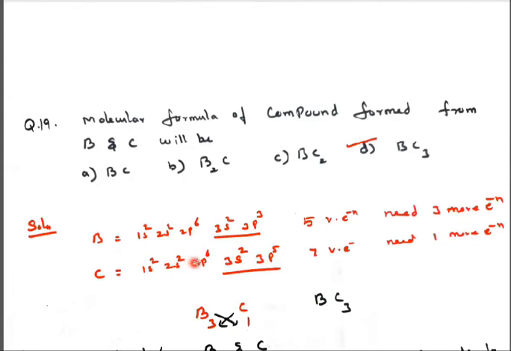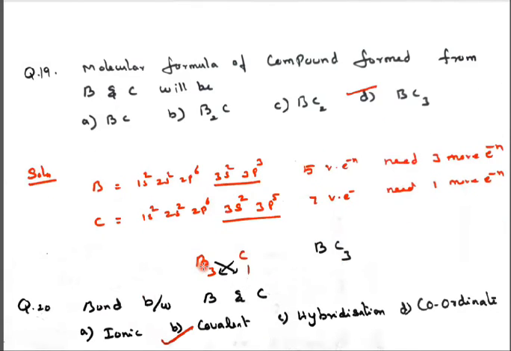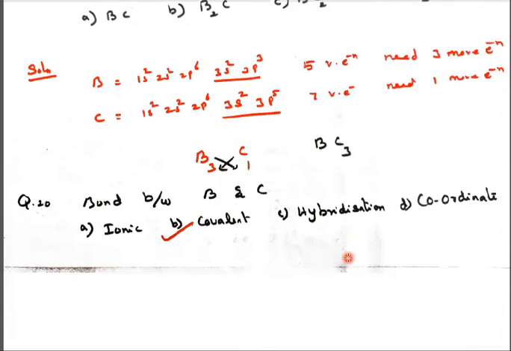And here 1s2, 2s2, 2p6, 3s2, 3p5, 7 electrons. So here it needs one more electron to attain a stable electronic configuration of the octet rule of 8 electrons. So B needs 3, that is the valency 3. C is 1, just cross multiplication. So BC3 is the formula.